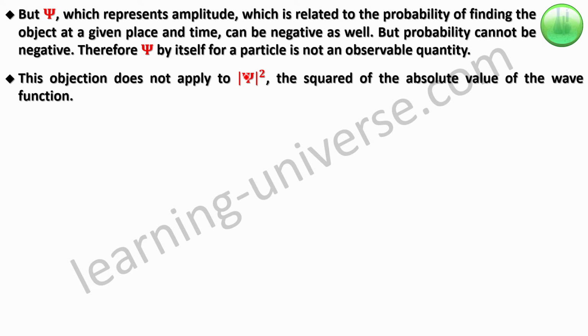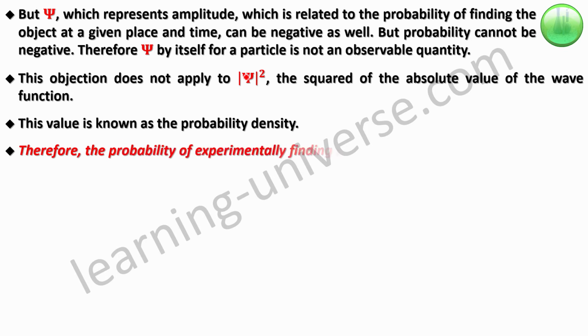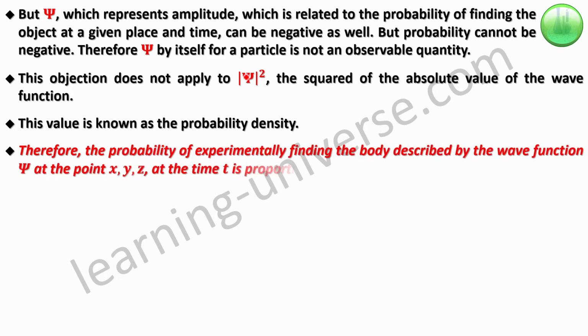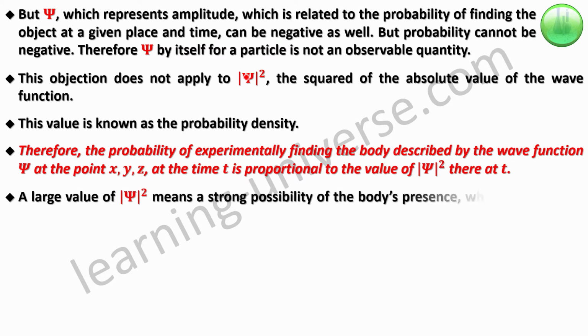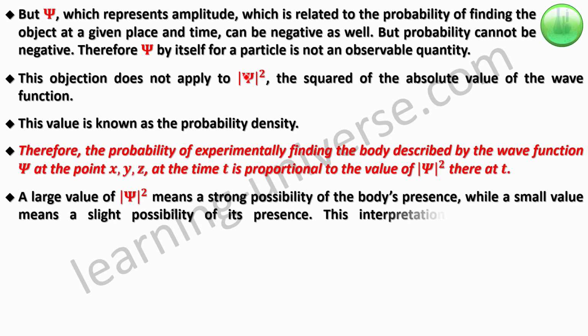Okay, this value is known as probability density, mod psi square. So in a nutshell, the probability of experimentally finding the body described by the wave function psi at the point x, y, z at the time t is proportional to the value of mod psi square there at t. So at any point of time t at coordinates x, y, z, if the wave function is psi, then the probability of finding the object at that time is mod psi square. Now, a large value of mod psi square means a strong possibility of the body's presence, while a small value means a slight probability of its presence. This interpretation is often called the Born interpretation because it was given by Max Born.